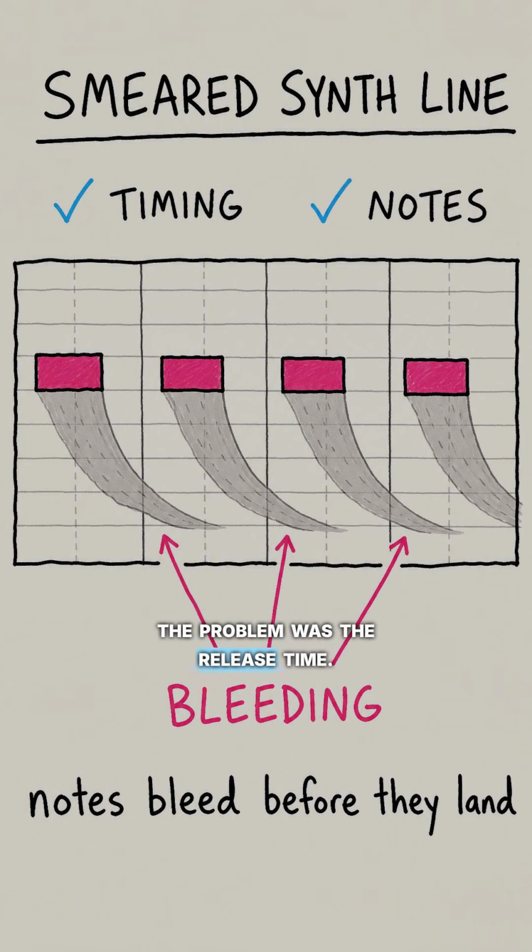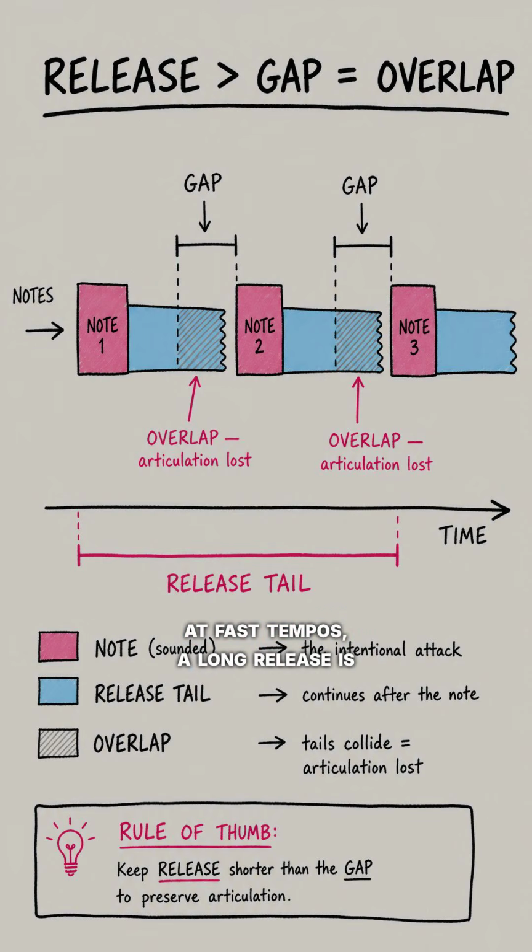The problem was the release time. At fast tempos, a long release is a timing choice. If your release is longer than the gap between your notes, those notes are overlapping. The tail of one is still ringing when the next one hits, and the part loses its articulation no matter how tight the sequence actually is.